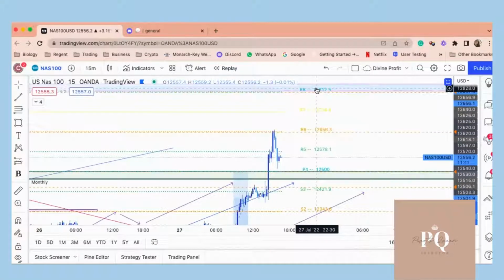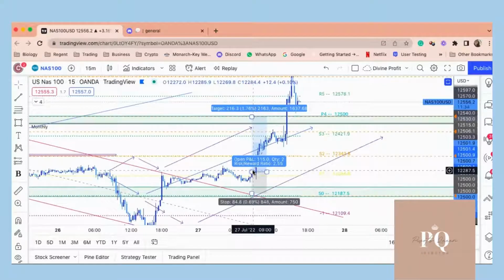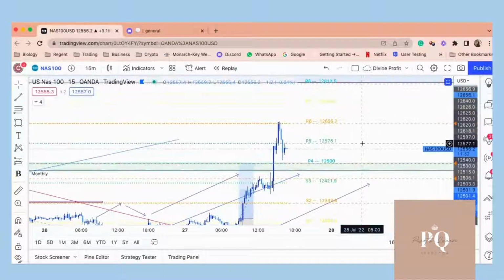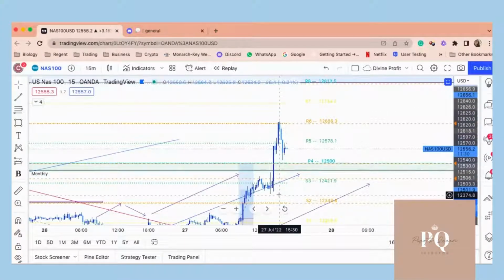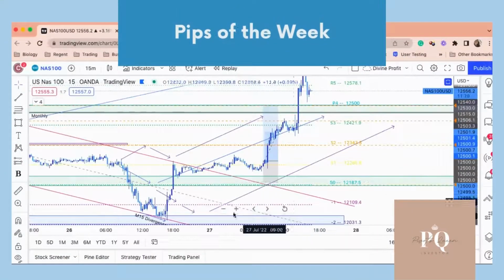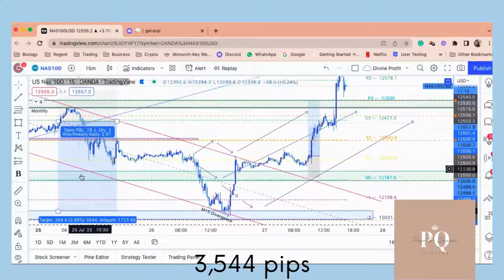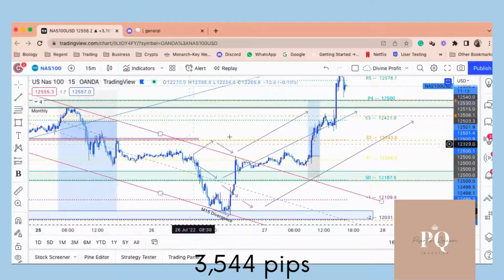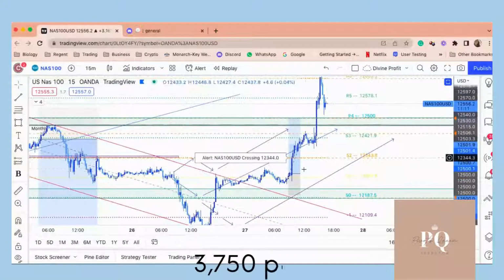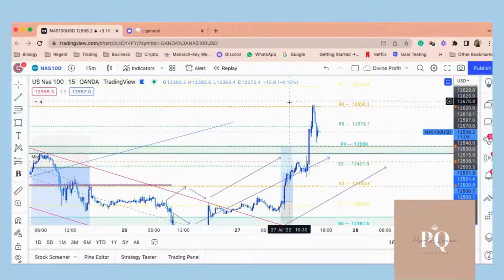I love how pivots reset on the 15 because this was the R6 down here when we were trading it this morning. But now pivots move with the movement of the market. So now pivots shifted, and this is my R8. So that was my analysis on NAS this week. I got 3,544 pips going down. And then from this entry, I actually got 750 pips on the way up when it TP'd here.